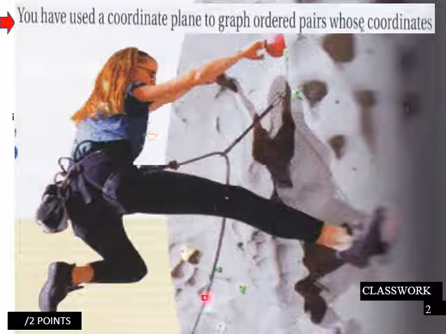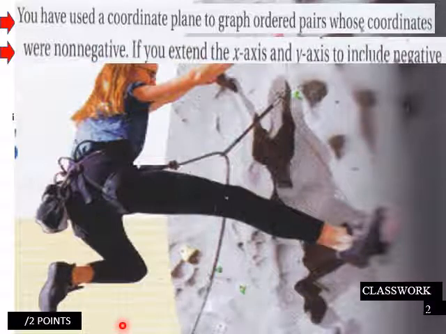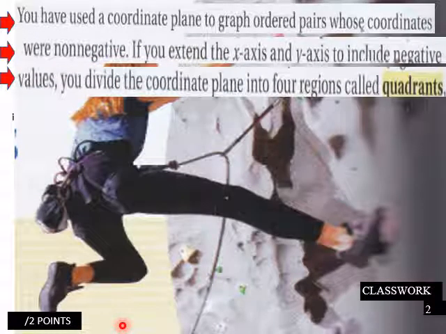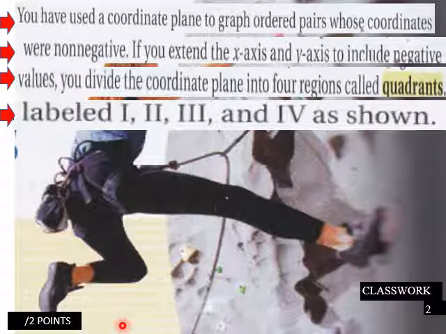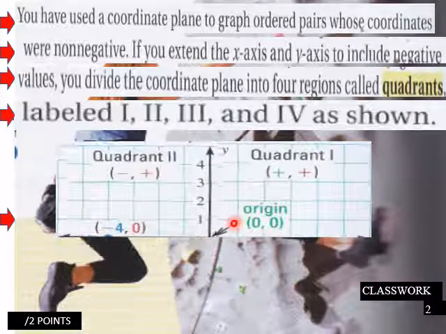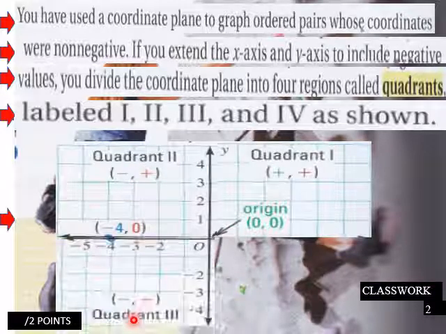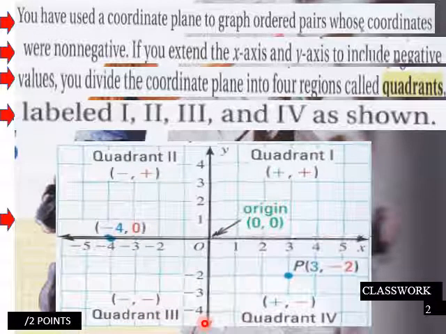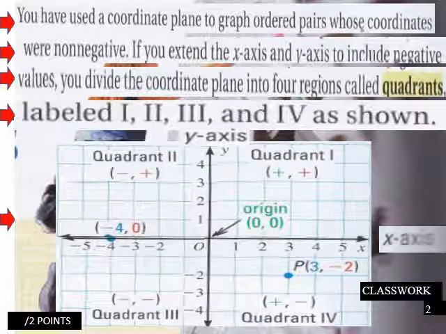You have used a coordinate plane, this classwork, page 2 in your classwork, to graph ordered pairs whose coordinates were non-negative. If you extend the x-axis and y-axis to include negative values, you divide the coordinate plane into 4 regions called quadrants, labeled 1, 2, 3, and 4 as shown. There's quadrant 1, quadrant 2, quadrant 3, and quadrant 4. Here are your 4 quadrants. It goes in a counterclockwise manner. Y-axis and x-axis.